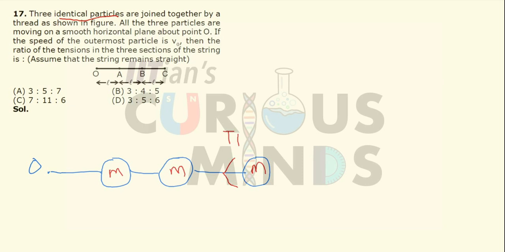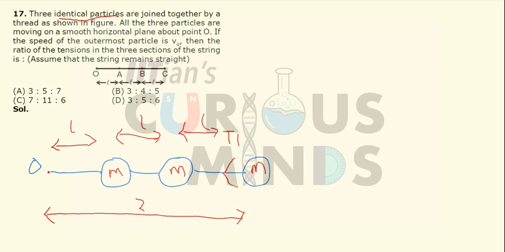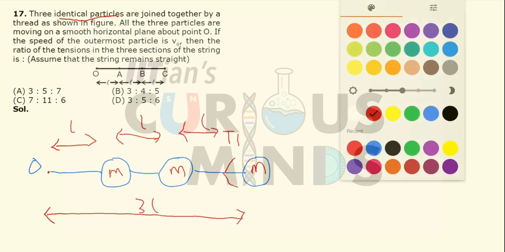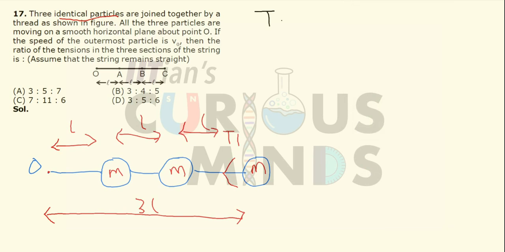Its distance from the center point O: if this length is L, this length is L, and this is also L, then it is 3 times L from the center. So the tension will be equal to the centripetal force, so T1 = m omega square r, which is equal to m omega square into 3L. Let this be the tension in the first string. Now we have to find the tension in the second string.